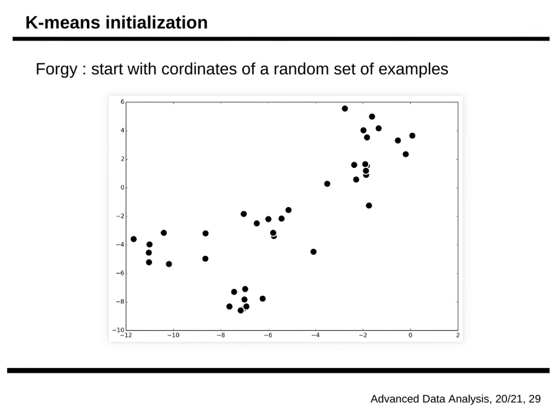So let's suppose we have these sets of points. For the initialization, we start with coordinates of a random set of examples. There are other methods of initialization, but I'm going to use this one for illustration. So basically, this would be our initial centroids for the clusters.